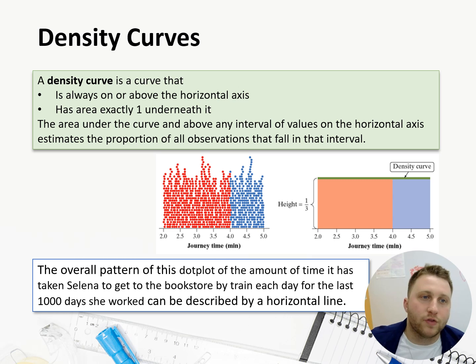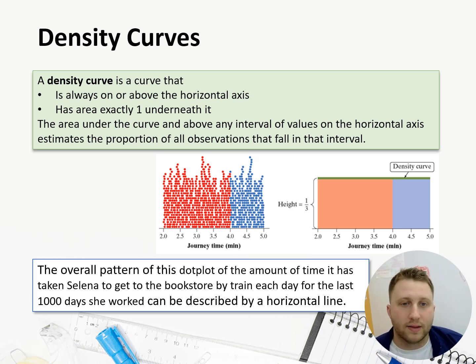So density curves lie above the horizontal axis. They all have the exact same area underneath them. That area is exactly 1 or 100%. And this is a view of how you can take an approximately uniform distribution on the left and convert it to a uniform density curve that you can use to answer certain questions.